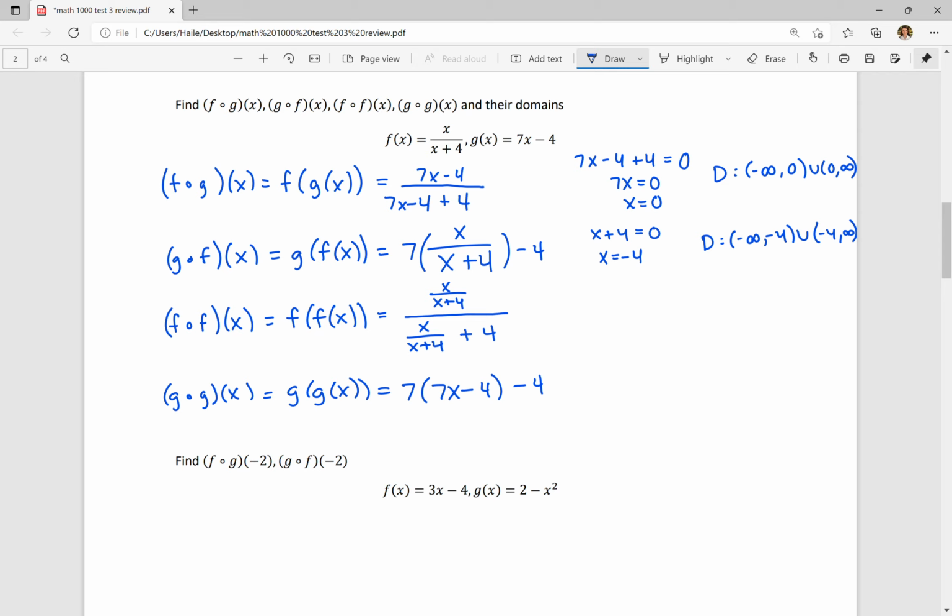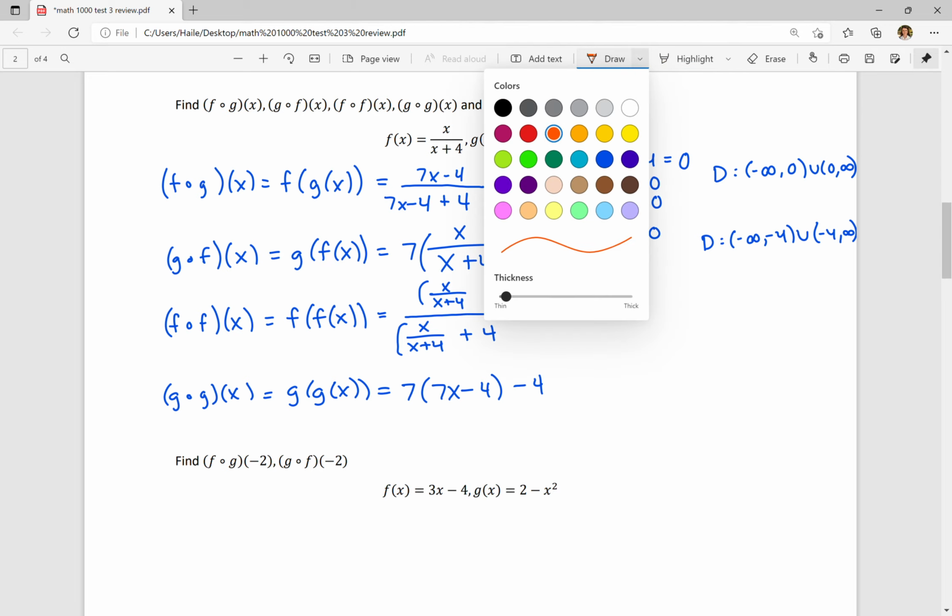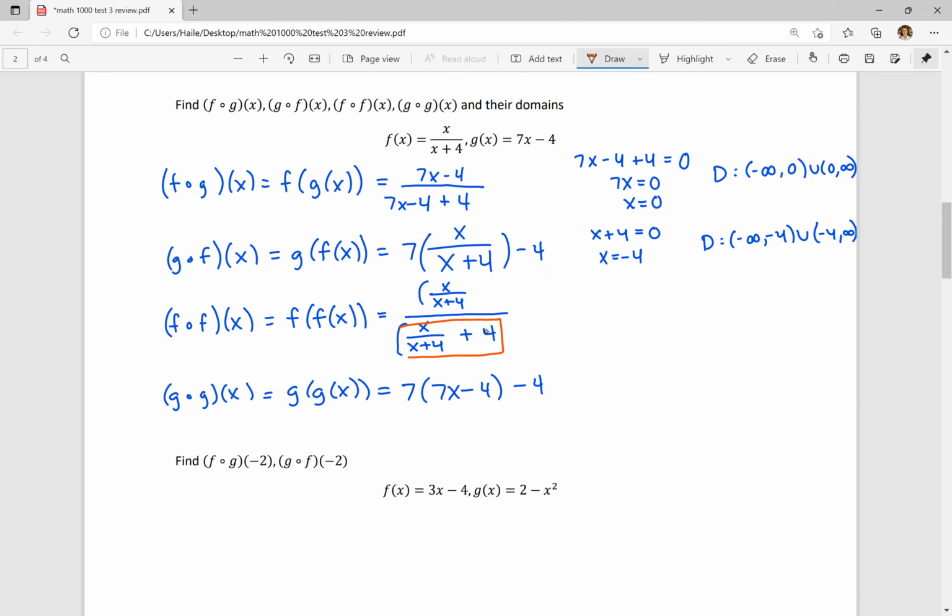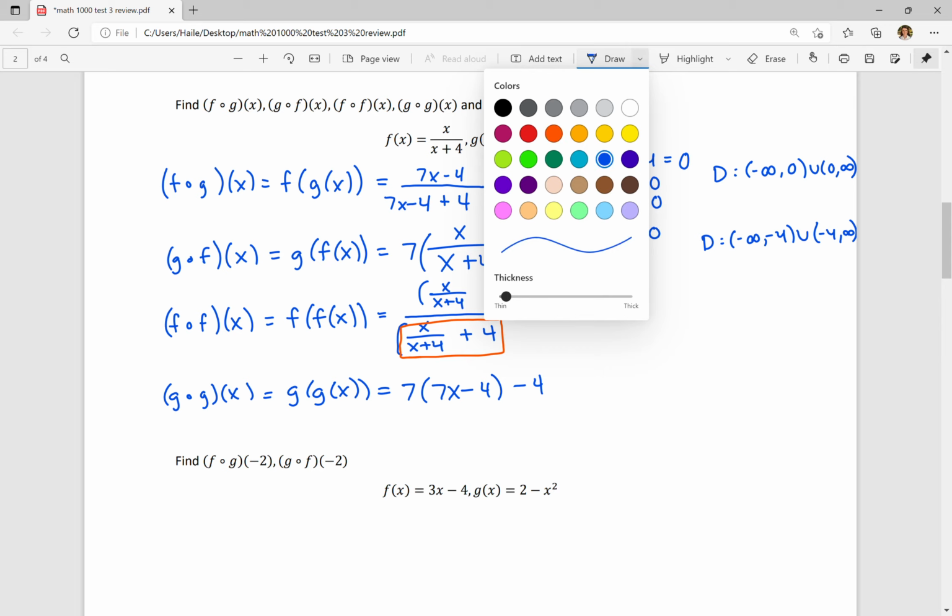For f of f of x, we want to again consider the denominator here. Now this one's a little tricky because we have a fraction inside of a fraction. So we know that we already can't have the point negative 4 because of these little fractions here and here. But we also need to figure out where this entire denominator, let me change my color here, this denominator here, is equal to 0. So let's do that. That's going to take us a little bit of work.